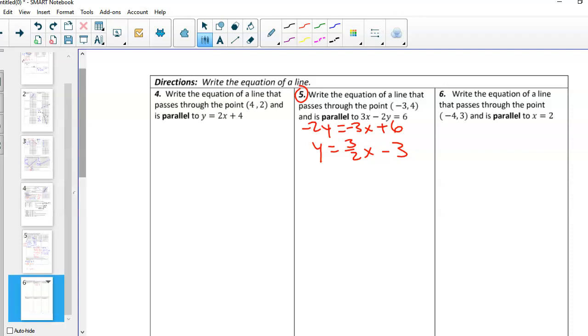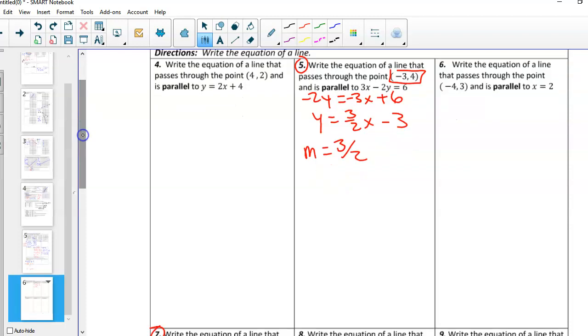Y equals -2/3. The slope will be 3/2. Oh, I thought it said perpendicular. Right, it would be negative if it was perpendicular. So now that we have our slope and we have a point, we're going to go back and find our b.